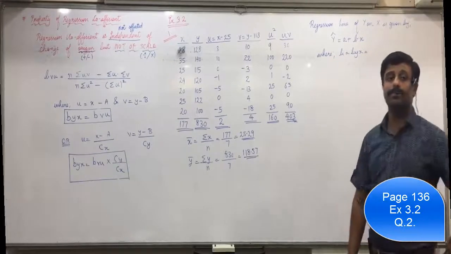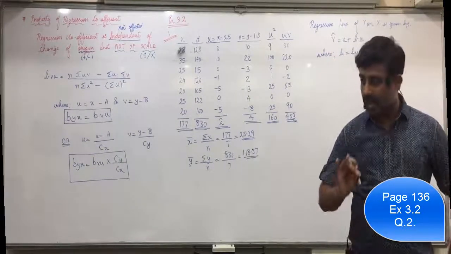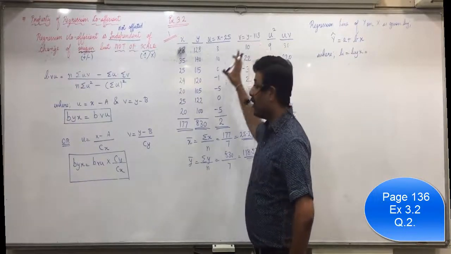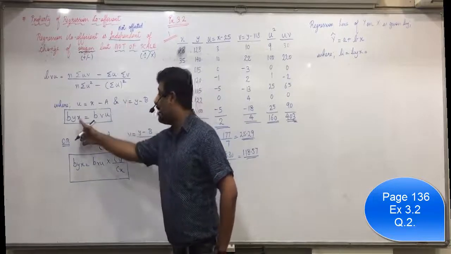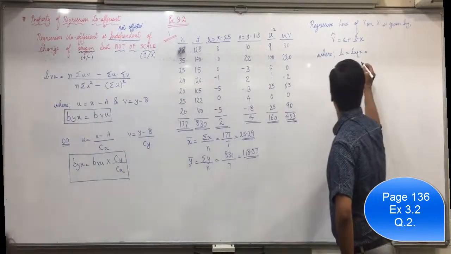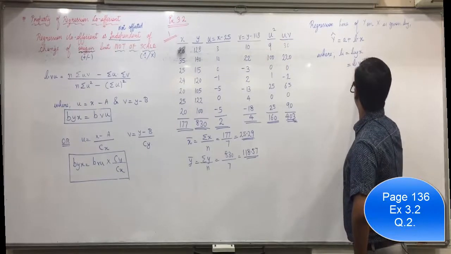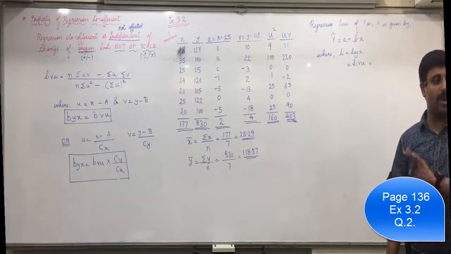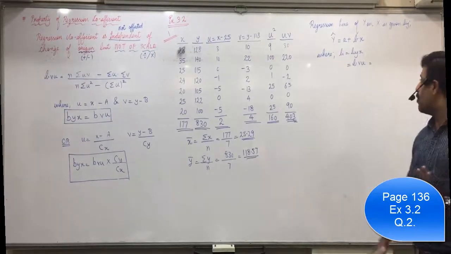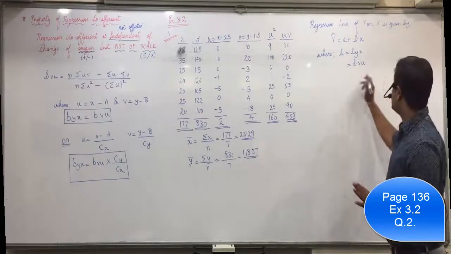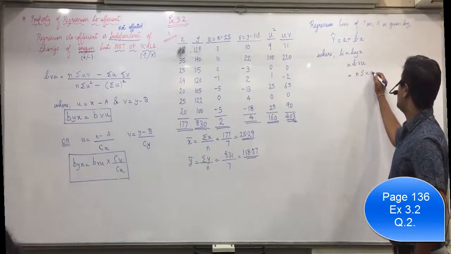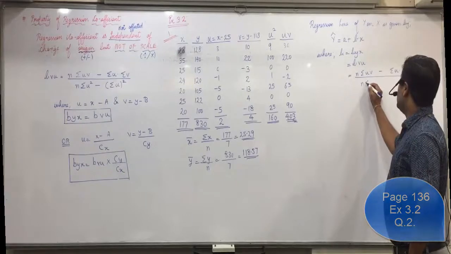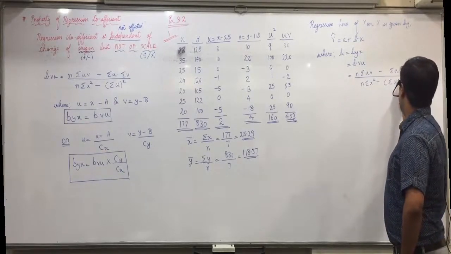Now listen everyone. b equals byx only. Here, are we changing the scale? We are changing only origin. So further you will say byx will be equal to bvu. Any confusion in this? b is equal to byx only. And here we are not changing the scale. So byx will be equal to bvu. And what is that bvu's formula? n sigma uv minus sigma u into sigma v upon n sigma u square minus sigma u whole square.